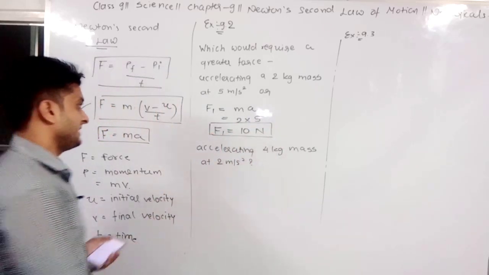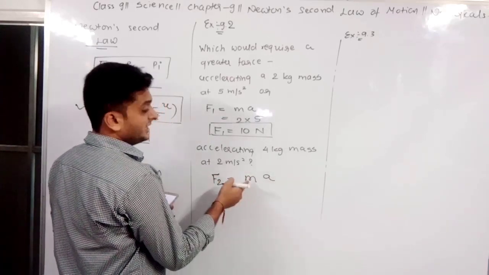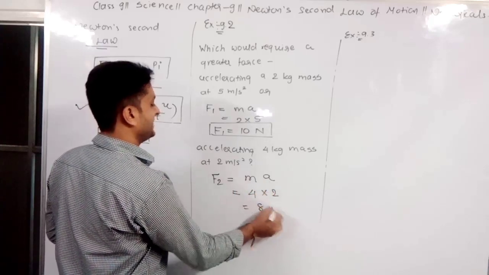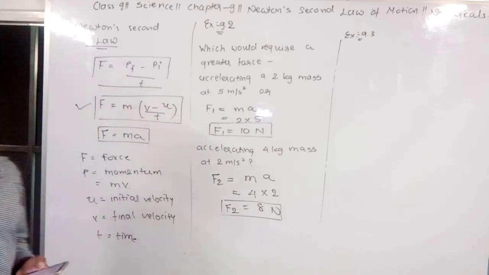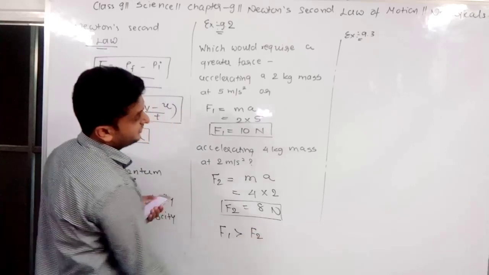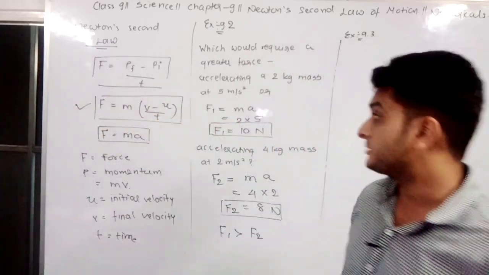While in the second case, I will apply the same formula, mass into acceleration. In the second case, mass is 4 kg, acceleration is 2 meter per second square, that is 8 Newton. Right, so in which case do you need to apply more force? F1 is more than F2. So in the first case, you need to apply more force, right? Simple question, right? Let's see what the next question is.